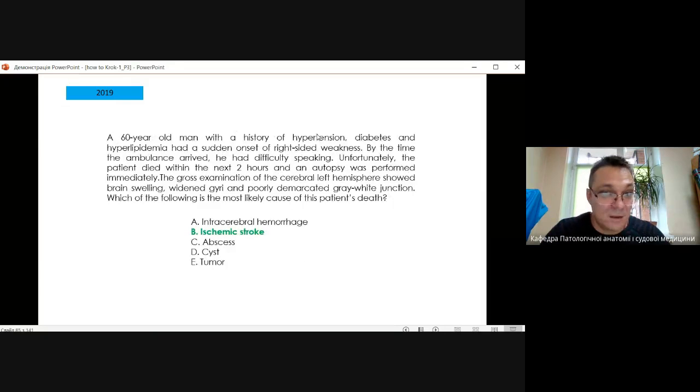Ischemic stroke, because we see, first of all, the injury of the brain with the right-sided weakness, and you see the difficulty in speaking. That's for sure some kind of injury of the brain. But also on the autopsy, we don't see any signs of the intracerebral hemorrhage, and we don't see any signs of the abscess formation, of purulent inflammation, and don't see the signs of the cyst or tumor. That's just ischemic stroke, because there is the poorly demarcated gray-white junction.